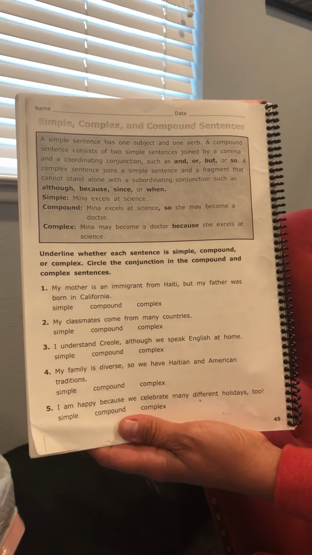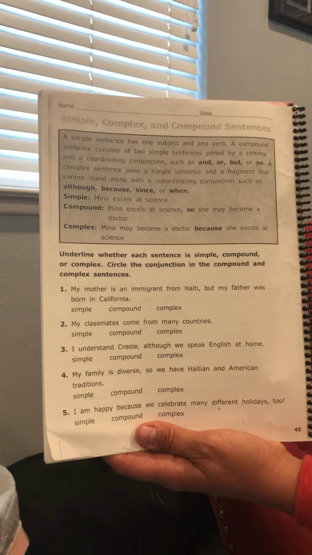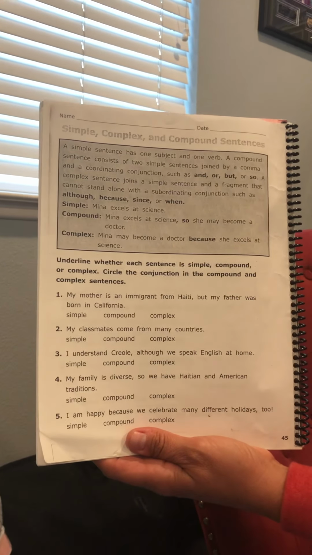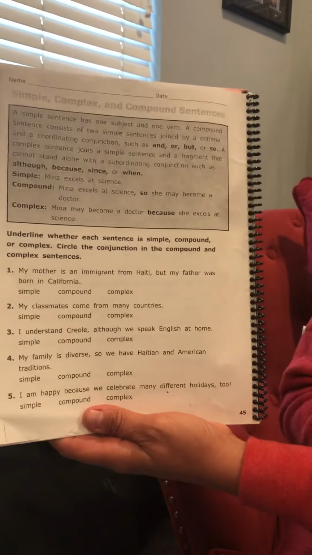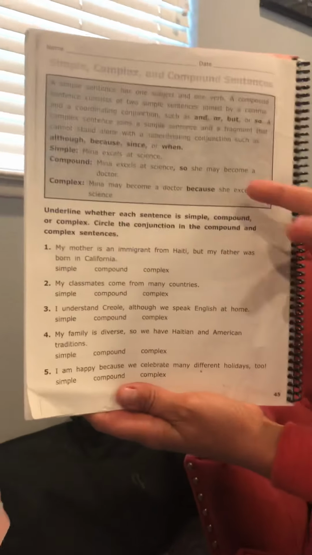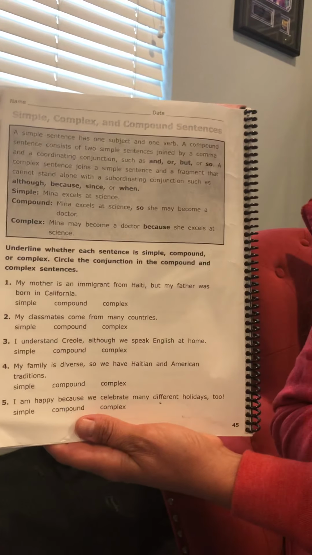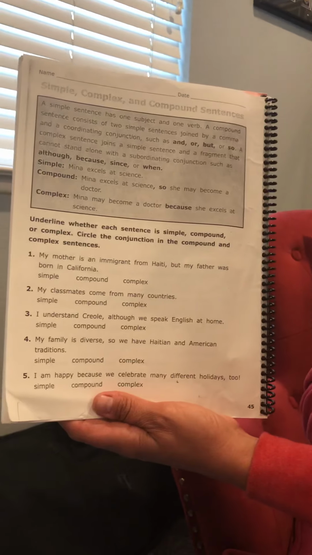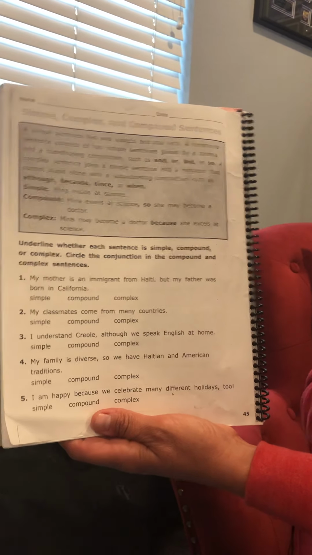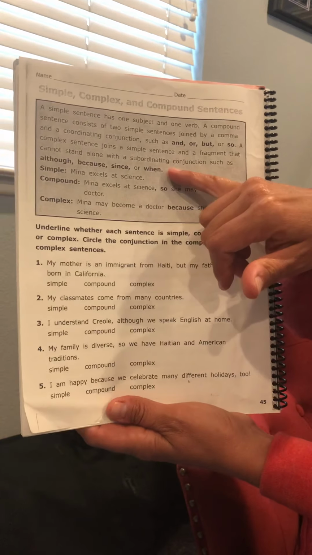For, and, nor, but, or, yet, so. And that makes it a compound sentence. And then a complex sentence is a really fancy sentence. It's actually 2 sentences combining into 1 sentence. A simple sentence and a fragment that cannot stand alone.